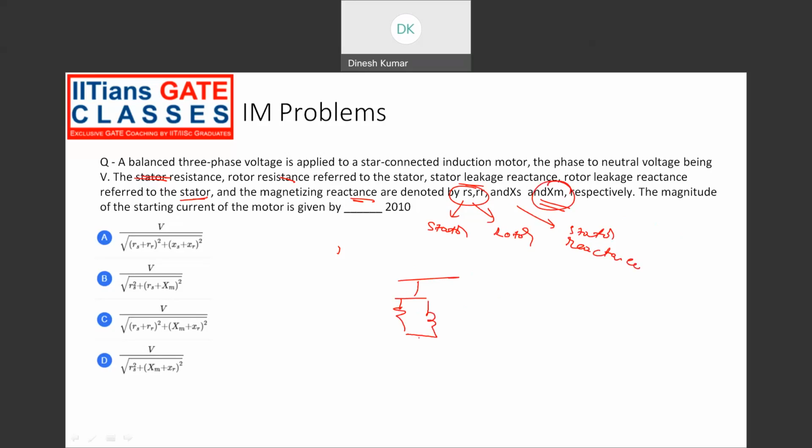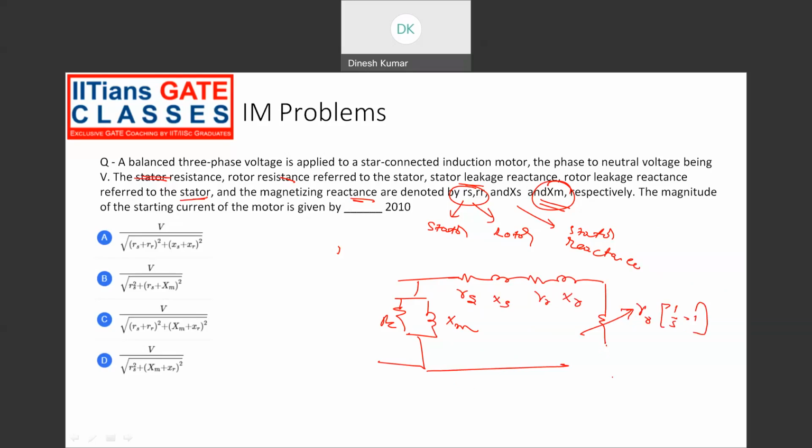So we have the shunt branch parameter, that is RC, XM representing the magnetization part, and then we have the series branch. This is RS, the stator resistance, and the stator reactance, and then we have R and X, the rotor resistance and reactance referred to the stator. Then we have the mechanical equivalent electrical load, that is RR into 1 by S minus 1. Now they are applying a voltage V across this. They want to find the starting current. Since it is parallel, this is also V, so they want this current IST.